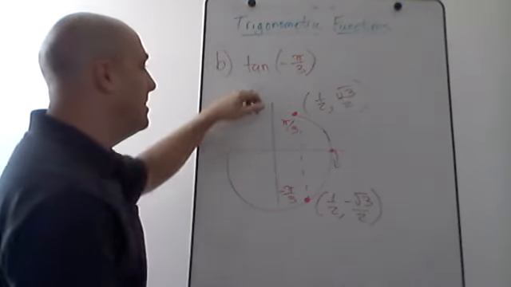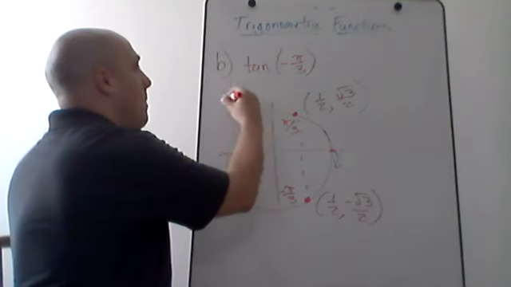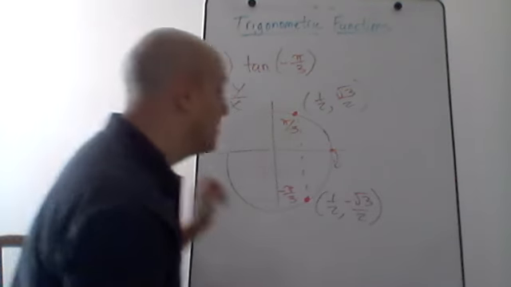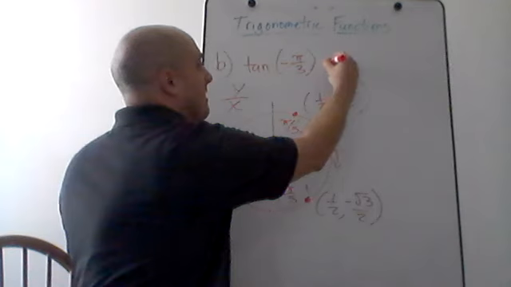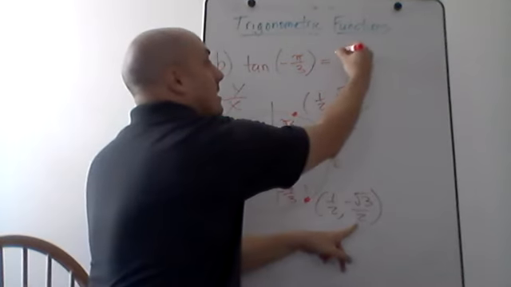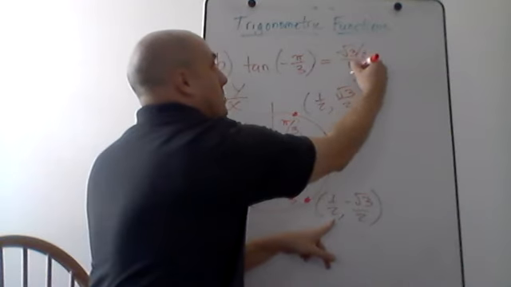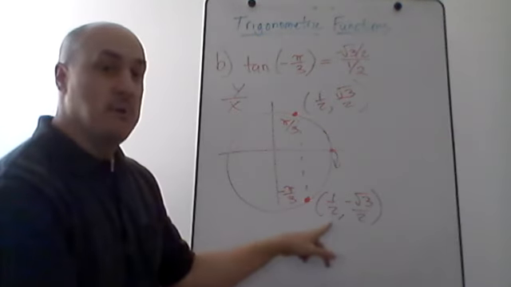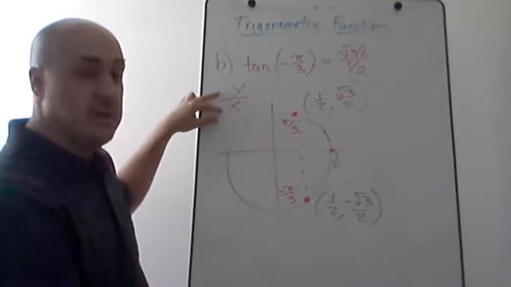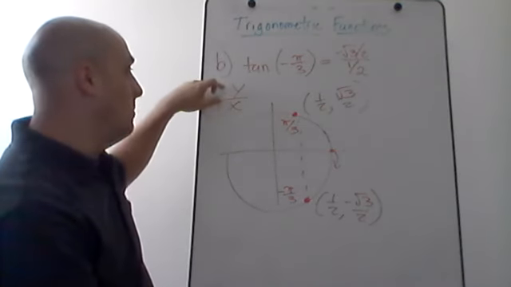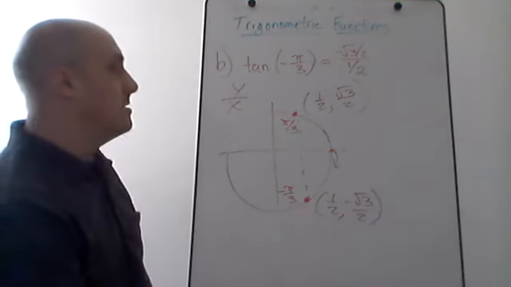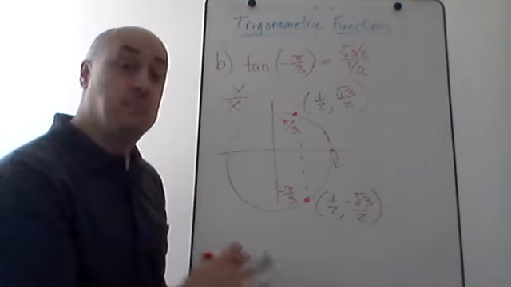So what's the definition of the tangent function? Well, tangent is the y-coordinate over the x-coordinate. So tangent of negative pi over 3 is the y, negative root 3 over 2, over the x, which is 1/2. Once I get my terminal point, I go to the definition of my trig function, and I just plug those numbers in. Y is negative root 3 over 2, x is 1/2, and then I have to simplify my answer.